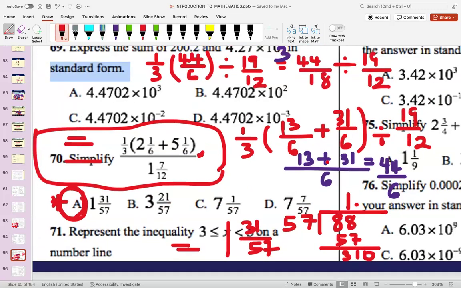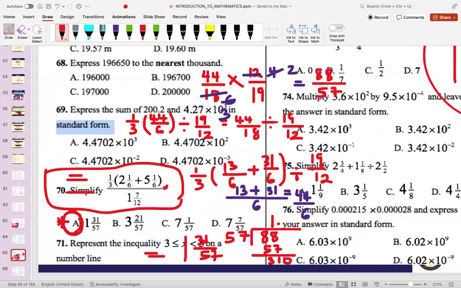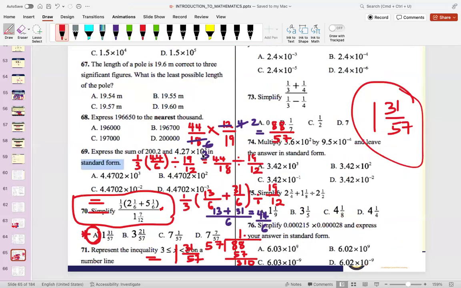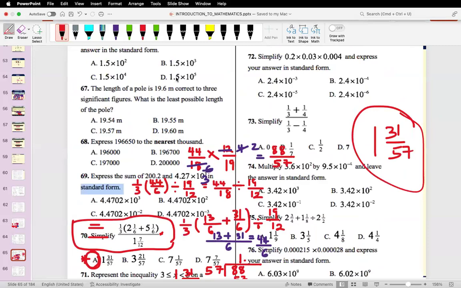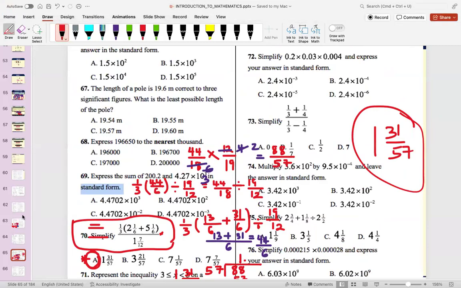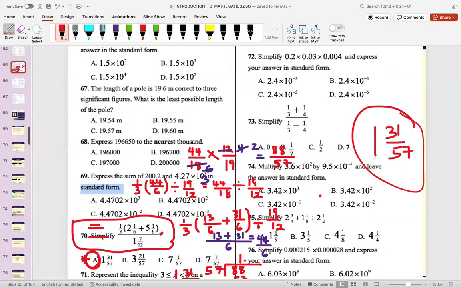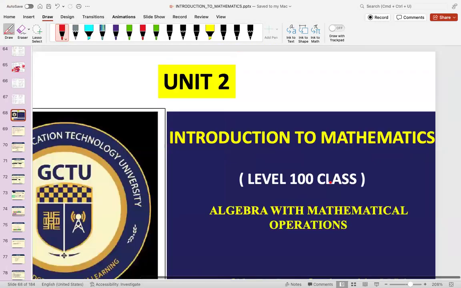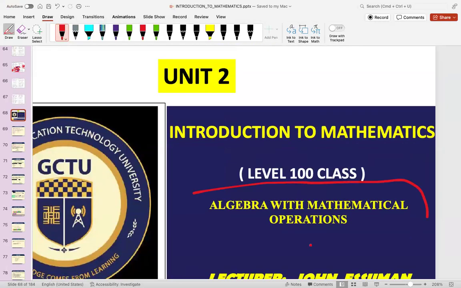You try and look at the answers that have been arranged. Okay, so yes, that is good. Another time we can look at more exercises, but we want to start our new topic today, our unit 2, which I have titled Algebra with Mathematical Operations.